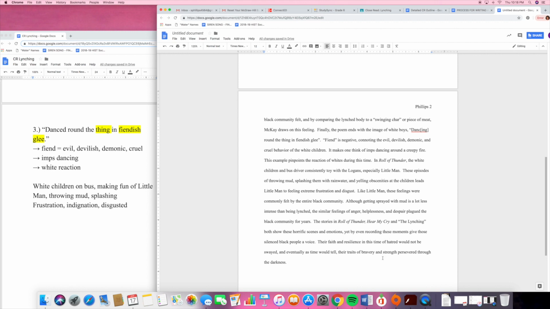The stories in Roll of Thunder, Hear My Cry, and The Lynching both show these horrific scenes and emotions. Yet, by even recording these moments, they give those silenced black people a voice. Their faith and resilience in this time of hatred would not be swayed, and eventually, as time would tell, their traits of bravery and strength persevered through the darkness. Crying, it's so beautiful. It's a little preachy at the end, but you know what? It's cool, and it's kind of fancy-fance, and if you have that fancy-fance skill in you, by all means, do it! Do it to it, my dudes!